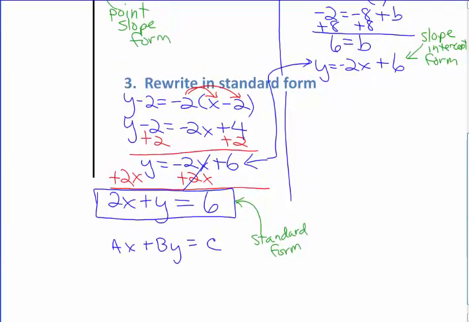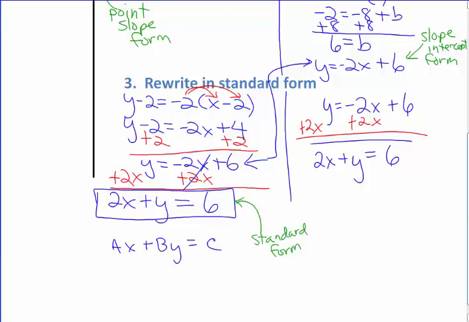On the other side, where I started with my slope-intercept form, I want to change it to standard form. So I'm going to add the 2x to both sides. I have to get the x on the same side. And I have 2x plus y equals 6. Notice I get the exact same equation regardless of which method I used.